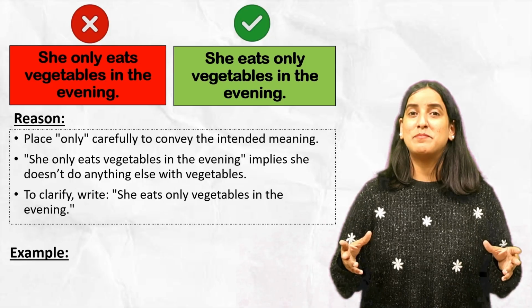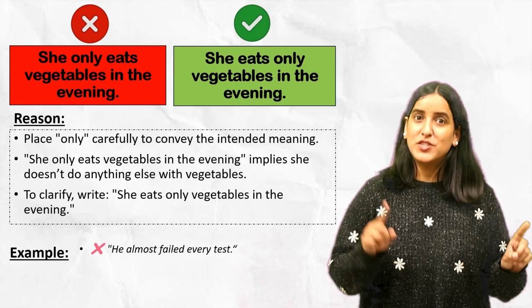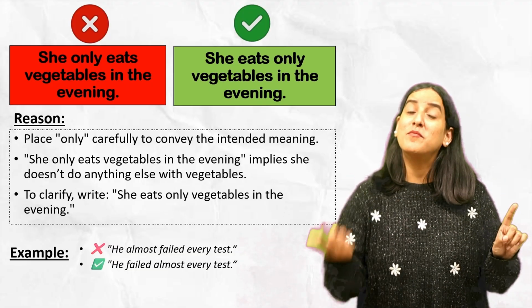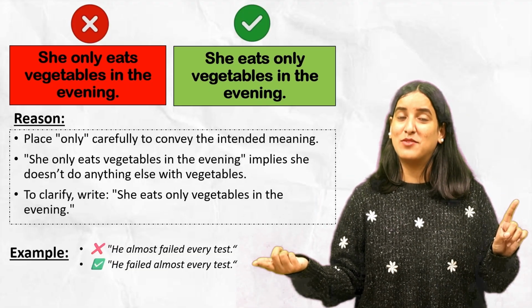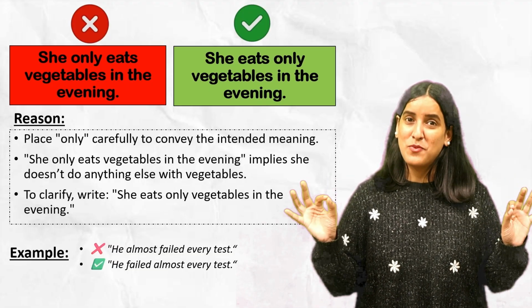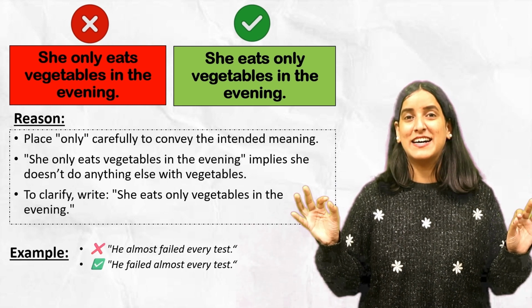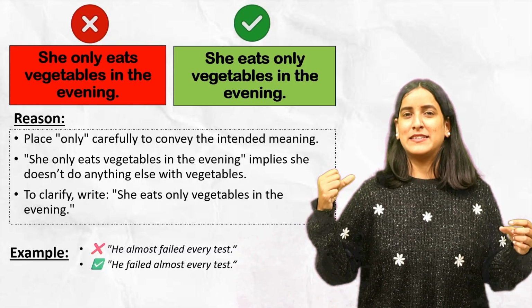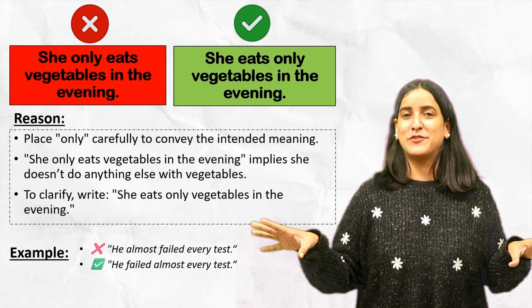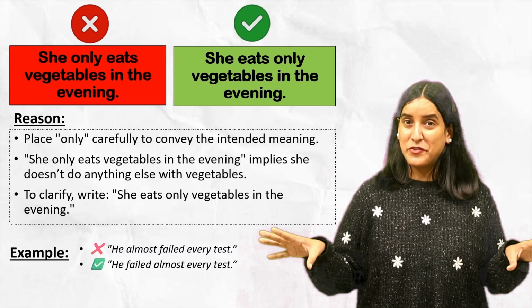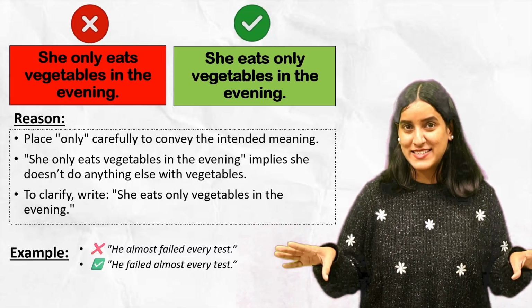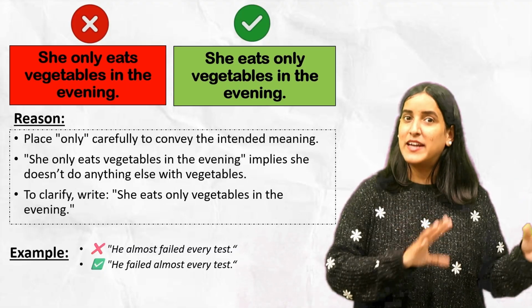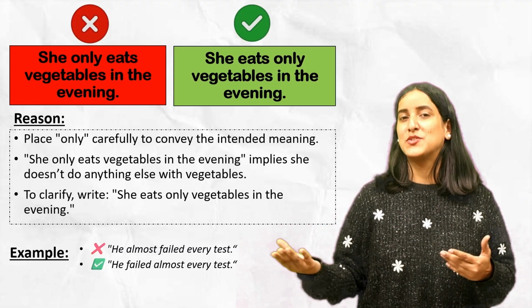Let's take some more examples, like he almost failed every test, okay? He failed almost every test, right? Now, what's the difference? See, the first sentence suggests that he nearly failed, but he didn't fail, okay? That's what the first one says. But if you notice the second one, the corrected sentence, it clarifies that he failed most tests. That's what we wanted to say.